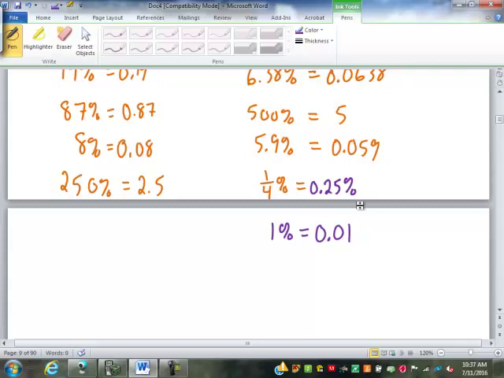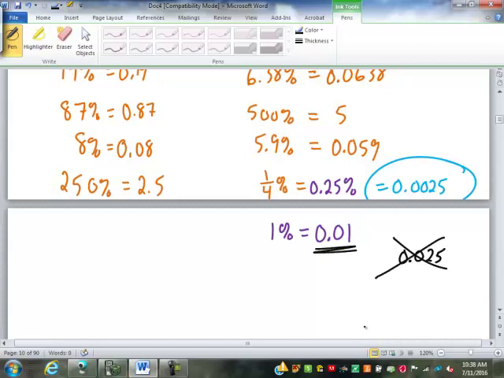1/4% is 0.25%. Now I divide by 100. I still have to move 2 more spots. That's 0.0025. So you had the right idea. Again, if you look at that, if you made it 0.025, that's still bigger than 1%, so that can't be correct.